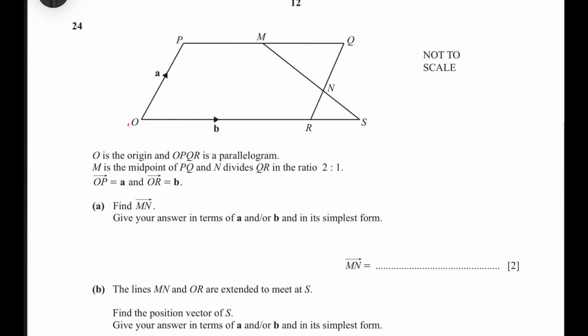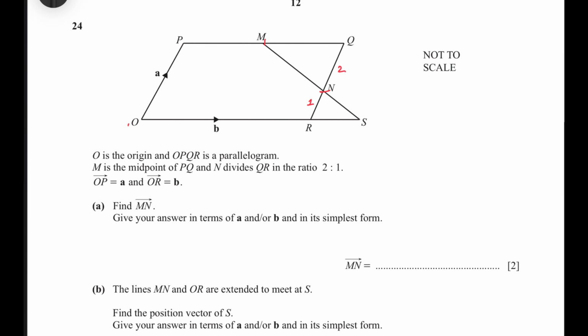M is the midpoint of PQ. Okay, this is the midpoint of PQ. And N divides QR in the ratio 2:1. Okay. OP is A, and OR is B. This is B.